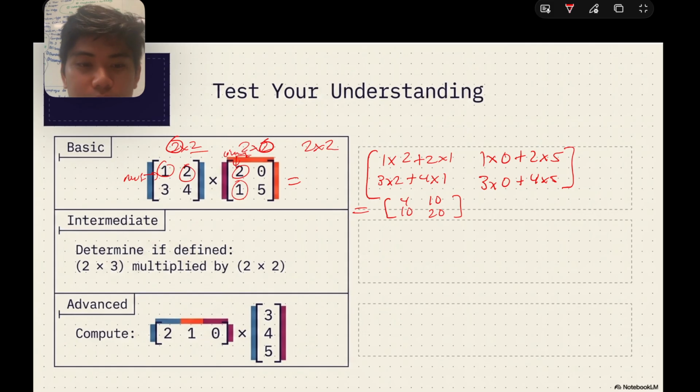Now next question, determine if defined. We have a 2 by 3 matrix multiplied by a 2 by 2 matrix. Now our inner dimensions are not equal, so therefore this is undefined.